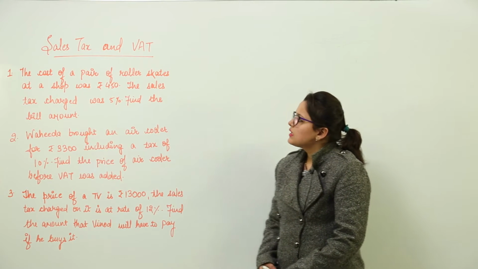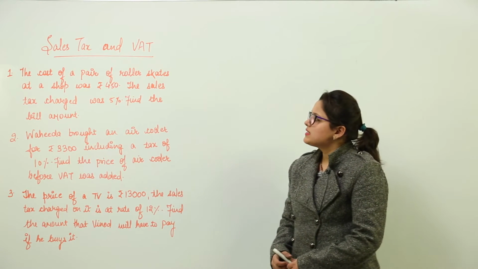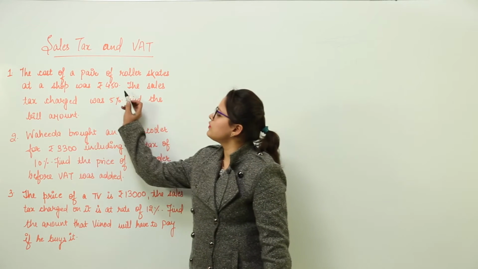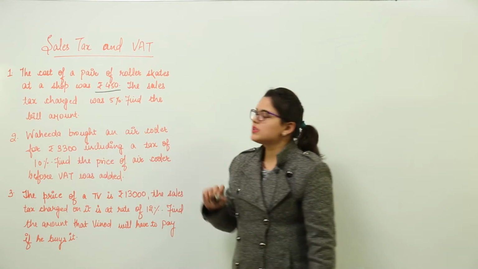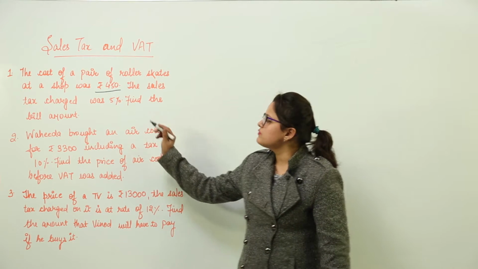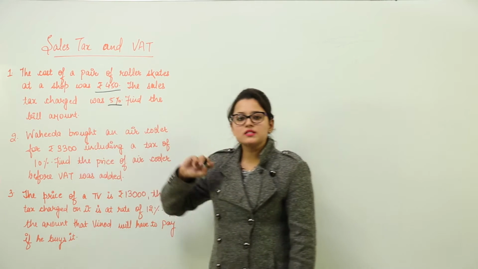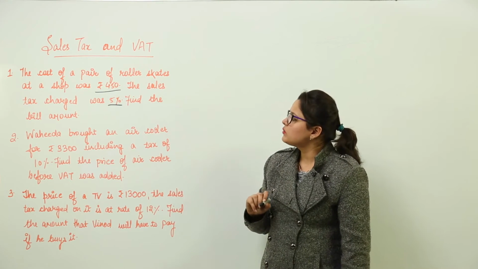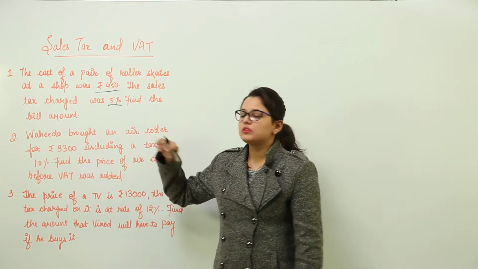The question is, the cost of a pair of roller skates at a shop was rupees 450. Now, the cost of roller skates is given to us. The sales tax charged was 5%. That means the sales tax rate is also provided to us. We have to find the bill amount.